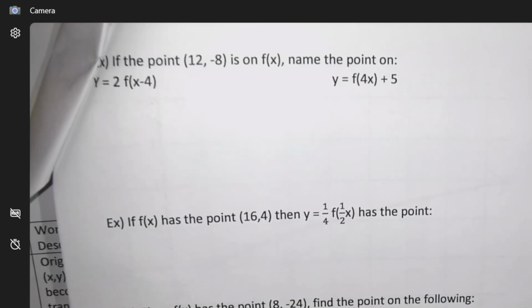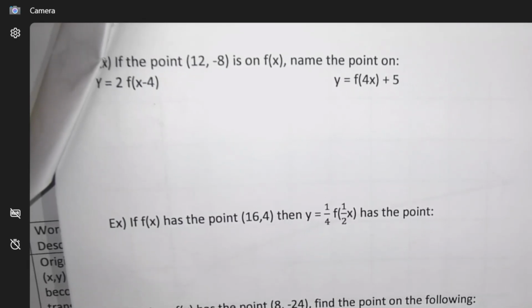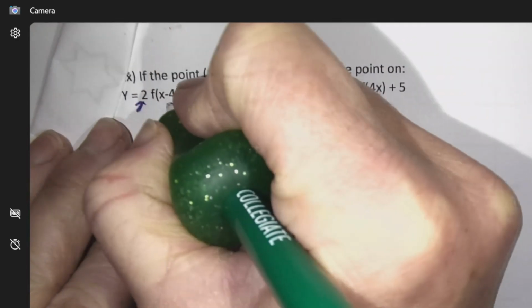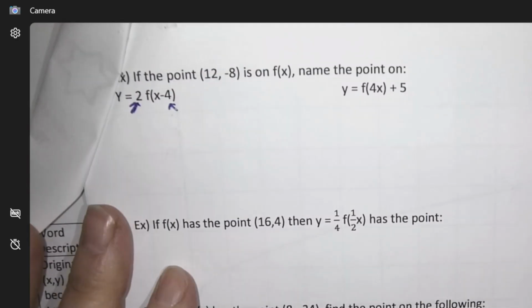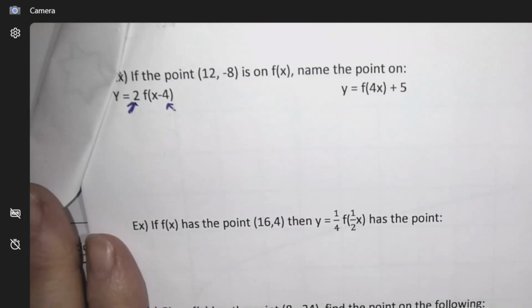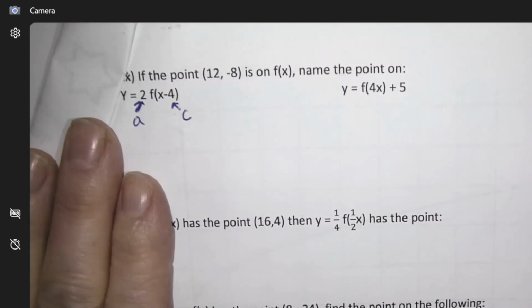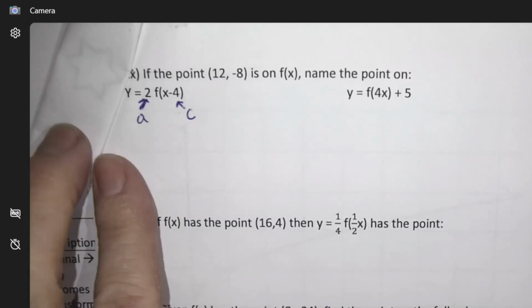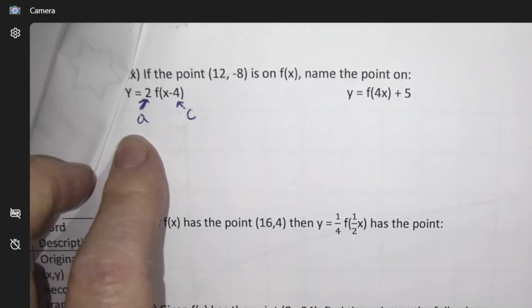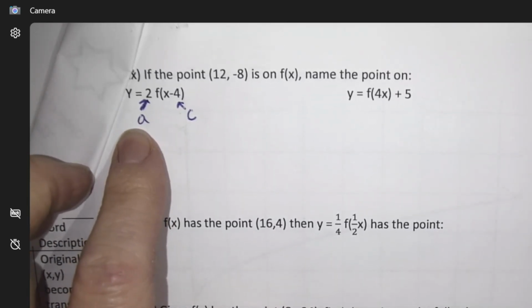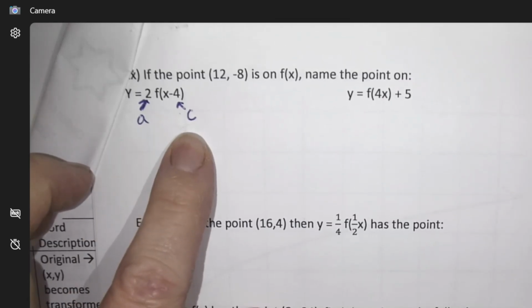Okay, ABC. Let's talk about what we have here. So we need to figure out the 2 and the 4 part. What are they? A, B, C, D. A and a C. All right. This isn't part of it, but do you understand you're vertically stretching it and you're going to be moving right 4? Got those names down pat?